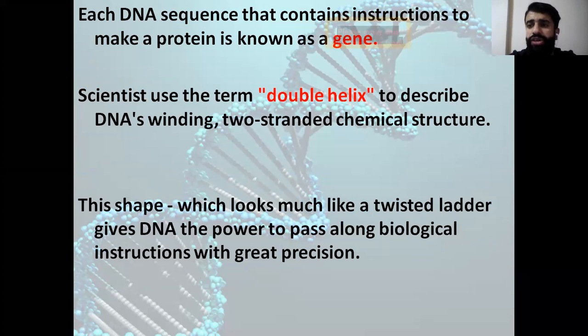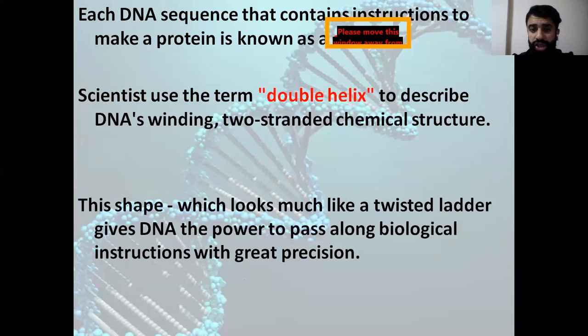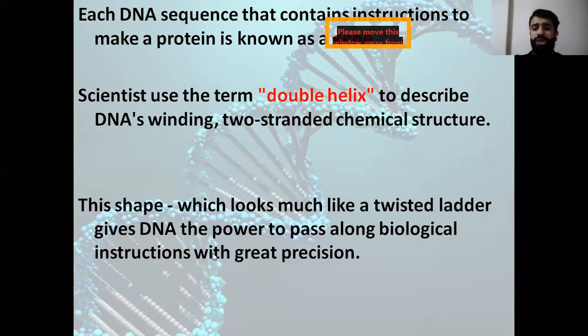The scientists use the term double helix. Why? Because it has this shape. This is called a double helix structure. They use this term in order to describe the two-stranded chemical structure of the DNA. Also, the shape is like a twisted ladder. It's like a ladder, but it's twisted. It gives the DNA the power to pass along biological instructions with great precision. It's very precise.